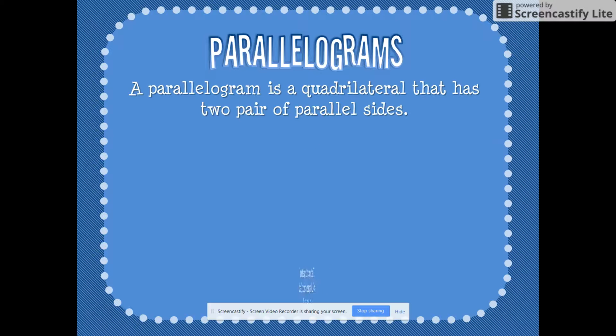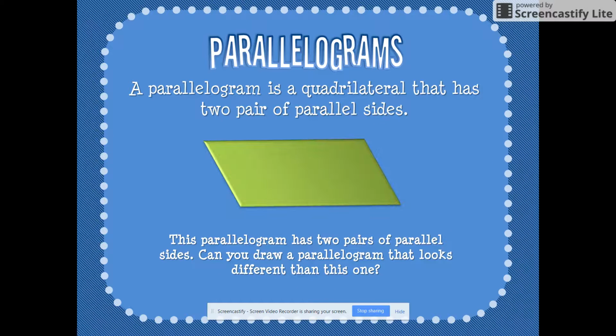Parallelograms, it's something that we did not talk about yesterday. It did not come up in our lesson. So a parallelogram is a quadrilateral that has two pairs of parallel sides. So obviously any polygon that has two pairs of parallel sides. So the top is parallel to the bottom. Even though it's squished over and it's slanted, the left is still parallel to the right. So a rectangle is a type of parallelogram. A square is a type of parallelogram because they both have two pairs of parallel sides.